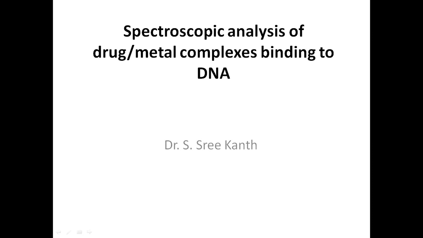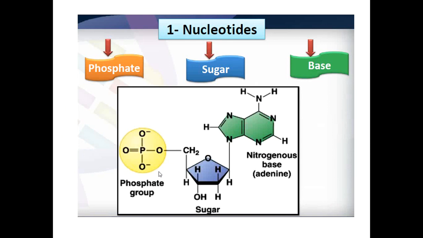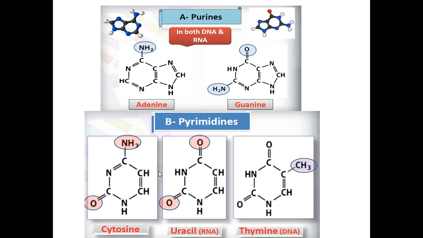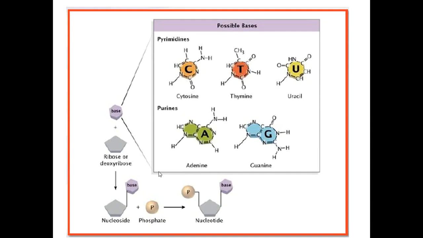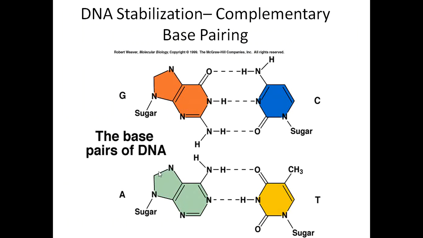We have already seen spectroscopic analysis of drug metal complexes binding to DNA with different methods. In the class we have seen the structure of DNA and nucleic acids. What is DNA? What is RNA? What are its compositions? How is it formed? What are the different forms of purines and pyrimidines? What is the type of sugars used in nucleic acids? And what is a nucleotide, what is a nucleoside? All this structural information about DNA.